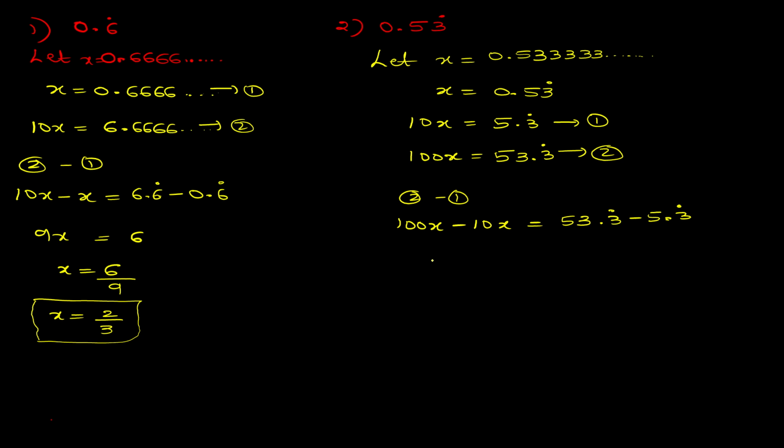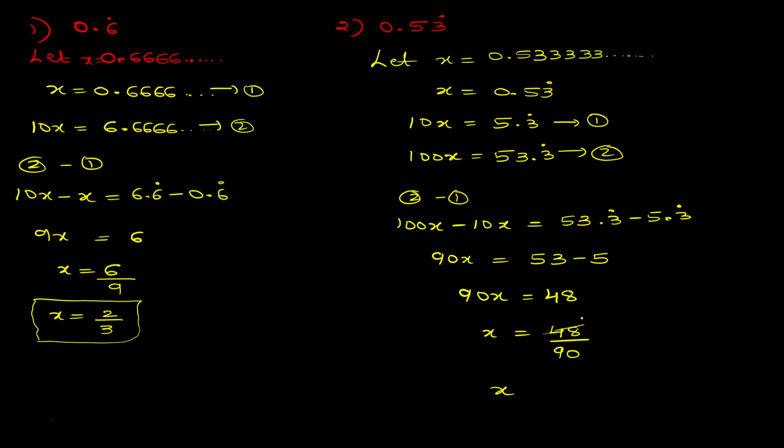Meanwhile 100x minus 10x is 90x, that is equal to 53 minus 5. Now we have 90x equal to 53 minus 5, so that will be 48, and so x will be equal to 48 over 90. So this can be further simplified by 2.